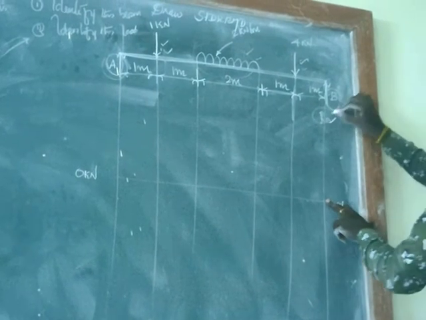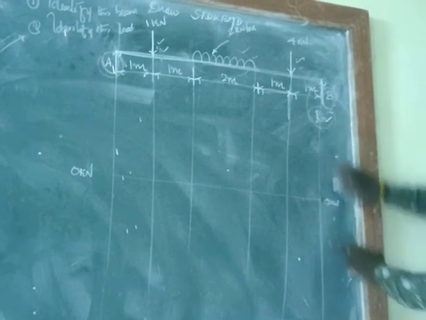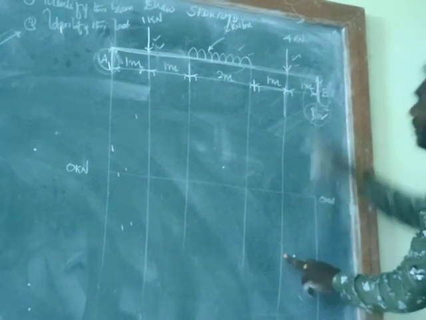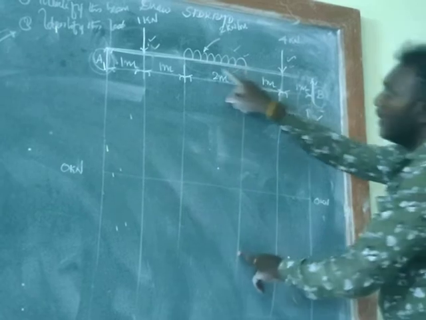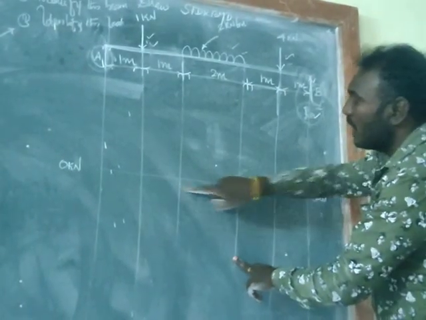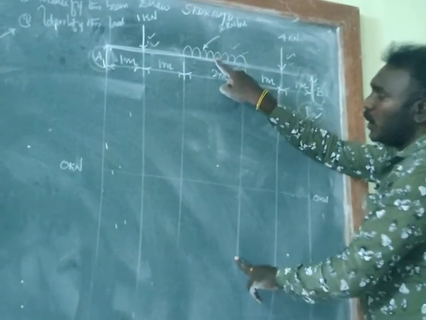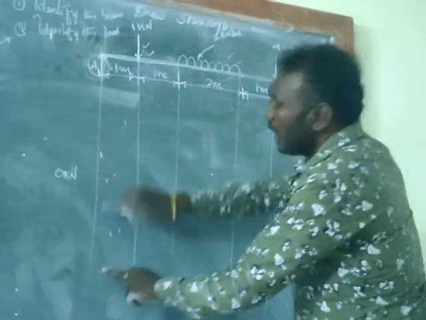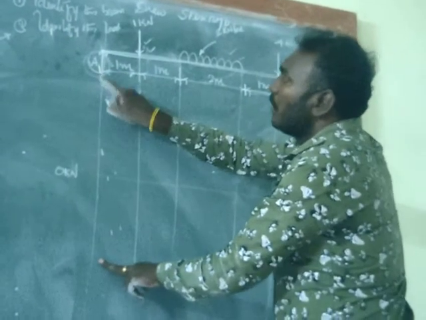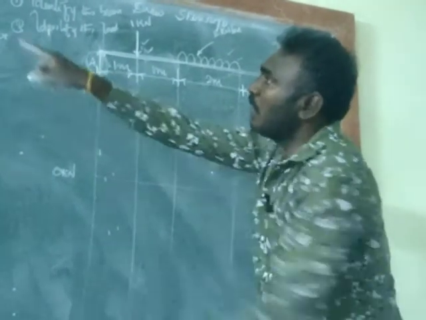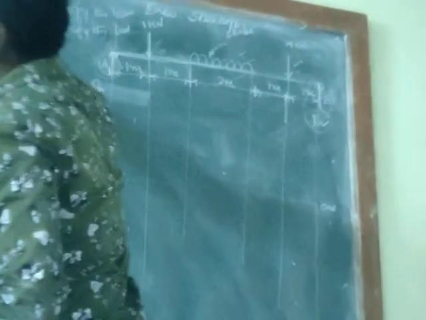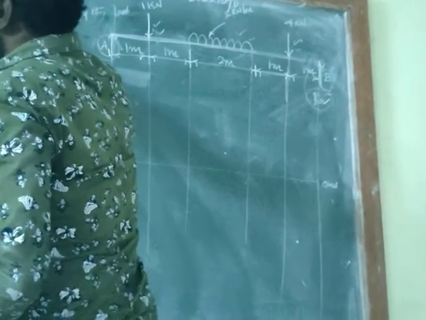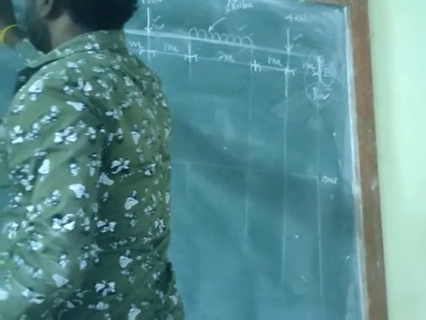What is the value of RB? Here in the line we are having the RB load. In the line we are having 4 kilonewton. From here to here we are having the uniformly distributed load. In the vertical line we are having 1 kilonewton. In the vertical line we are having the RA value. What is the value of RA? RA is equal to 3.5 kilonewton and RB is equal to 5.5 kilonewton.